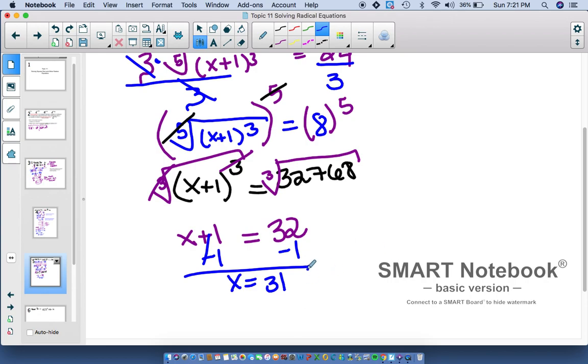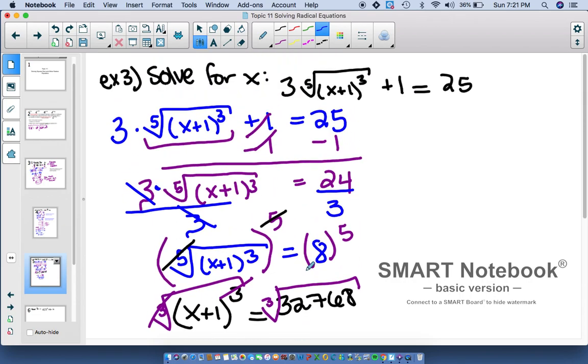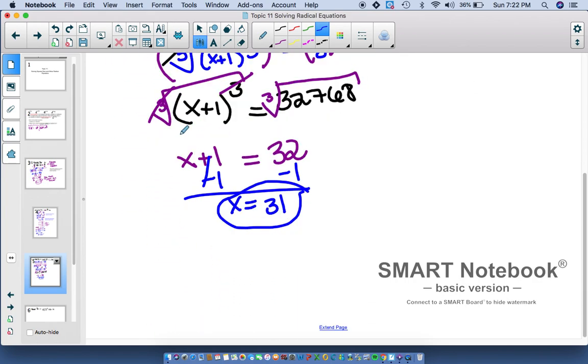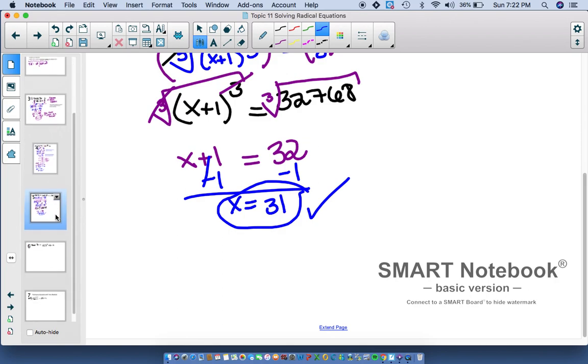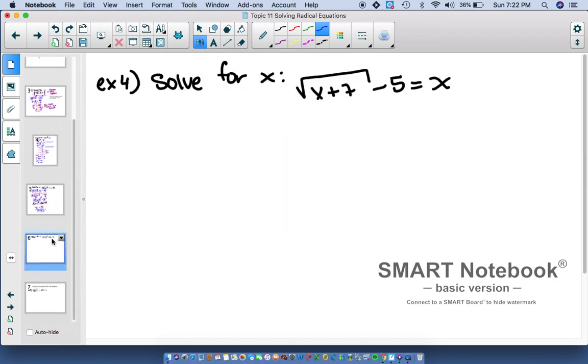Now we do have to check it, right? So you're going to take that 31, plug it in, and go from there. I believe it does work. I think it does check out, but try it yourself. Pause the video, plug it in, and make sure that both sides are equal. All right, next problem.